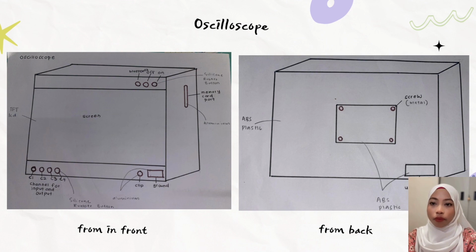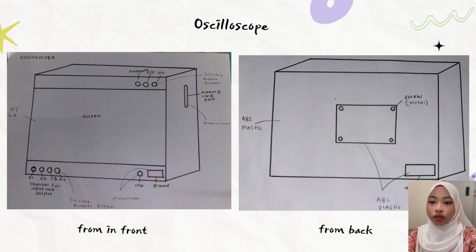Next, I want to talk about the characteristics of our product. The shape is inspired by a tablet, square and thin. The material is TFT LCD for the screen and ABS plastic for the body part. The height is 15.4 cm, the width is 5 cm, and the length is 24.5 cm. The weight is 196 gram. The price starts from RM700 to 1000.